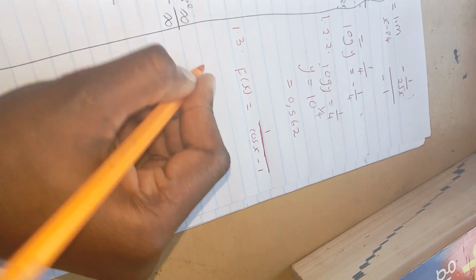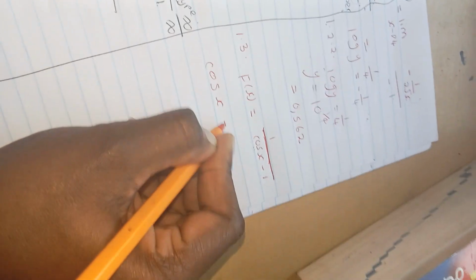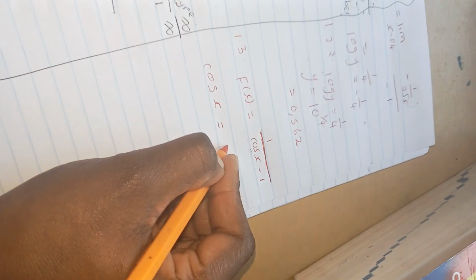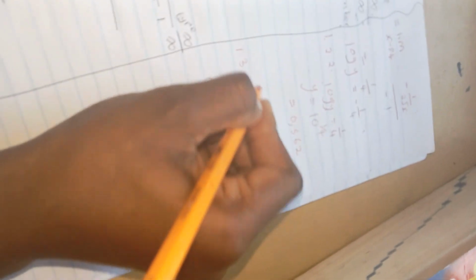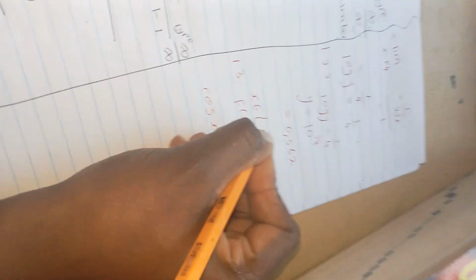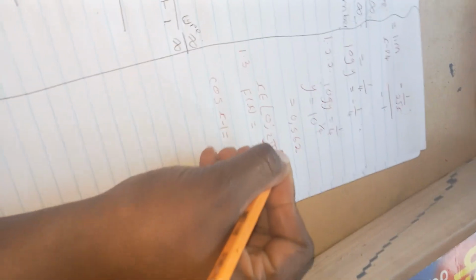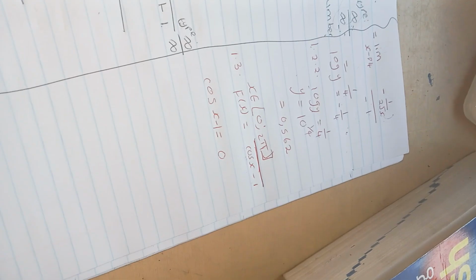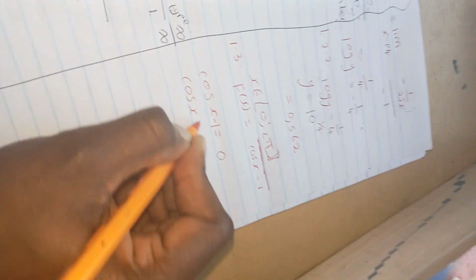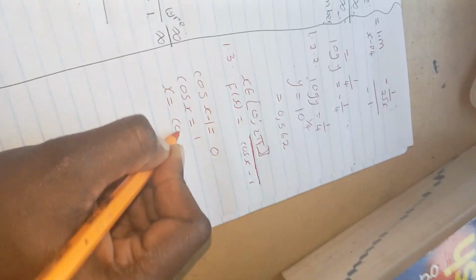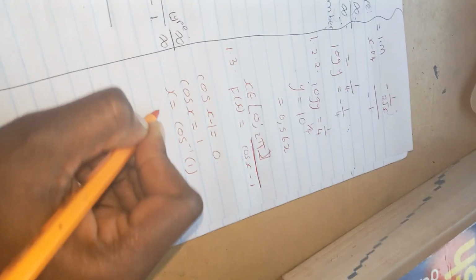Okay, let's go. And then you're going to say cos of x minus 1 is equal to 0. They also gave us the domain, x is an element of 0 to 2 pi. So we're going to do it like this. Just take the denominator and solve for x. You will never go wrong. Then x is equal to cos inverse of 1, and that's 0.